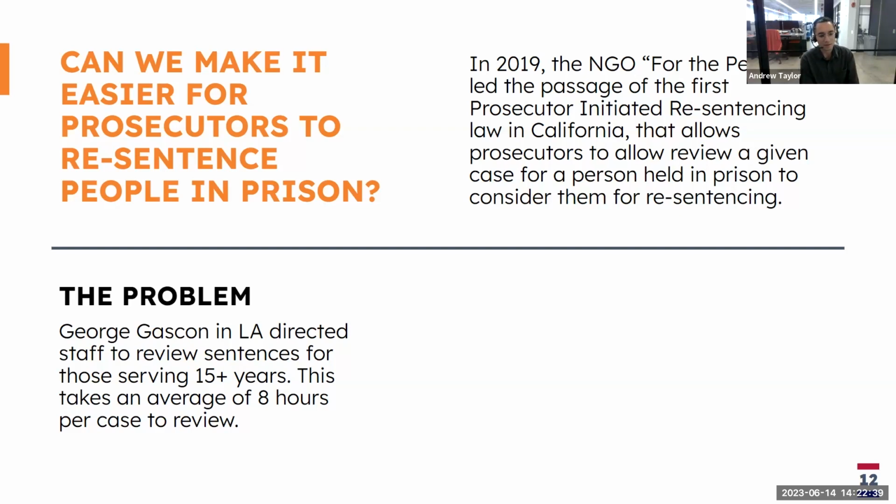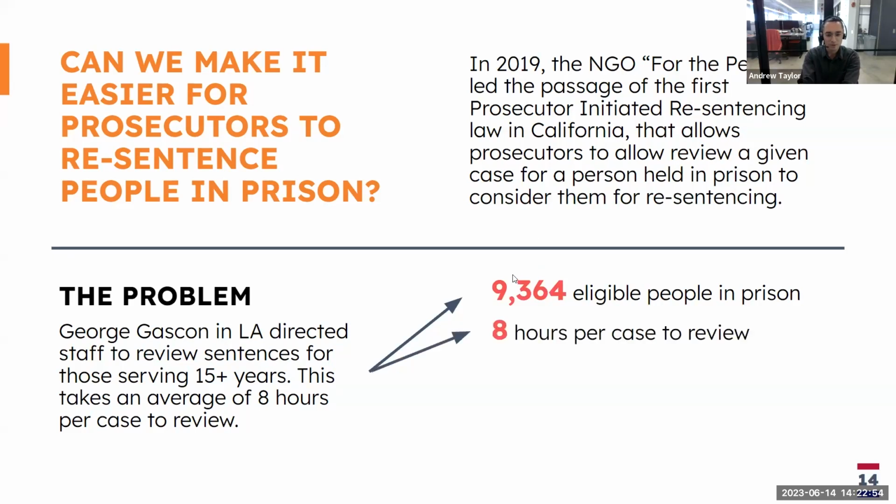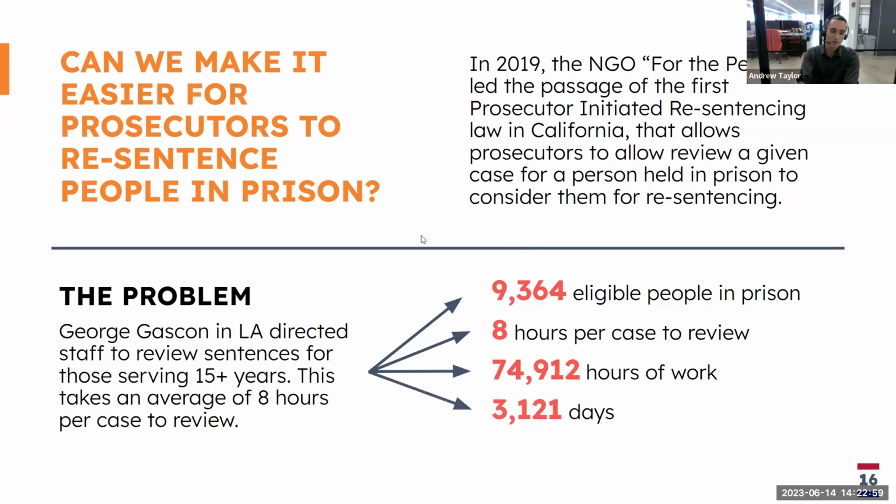We also know that this takes about an average of 8 hours per case to review all of the relevant documentation for resentencing here. If we break this down a little bit, according to the same press release, just from LA, that would have been 9,364 people who are eligible for this kind of review. That would take 8 hours per case, which should be 74,912 hours of work, 3,121 days, or about 8.5 years if somebody was working on this 24 hours a day, which of course is ridiculous. So if you imagined 3 staff working full time on nothing but this, it would take approximately 12 years to have reviewed all the cases that were eligible.